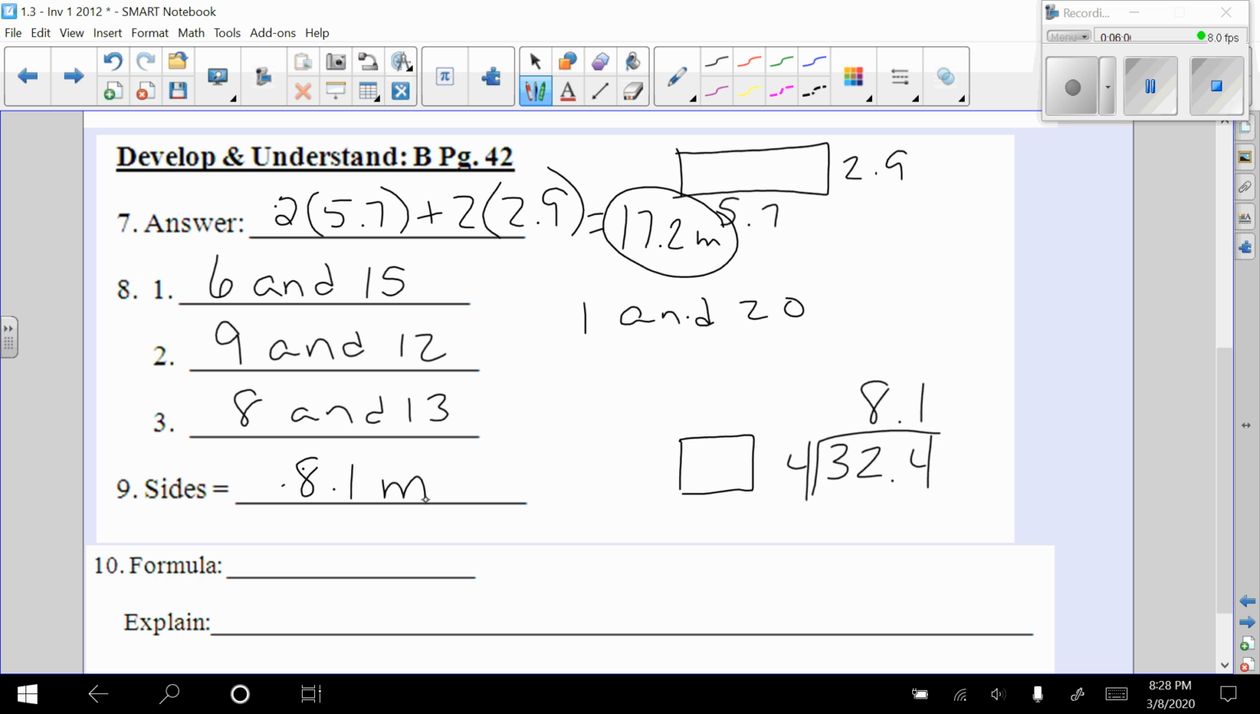So what do you think this formula for a square could be? Well, if I wanted to find out what the perimeter of a square is, you're talking about all the sides. Well, there's 4 of them. So 4 times the side would give me the perimeter. That means 4 times the measurement of one side. That's what you're looking for. And that would give me the total perimeter for a square.